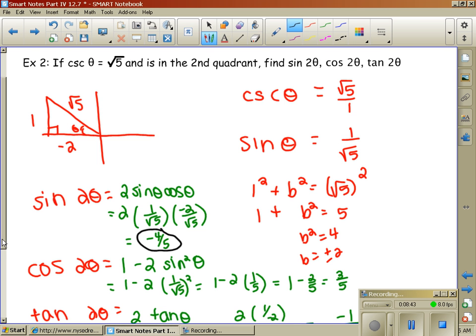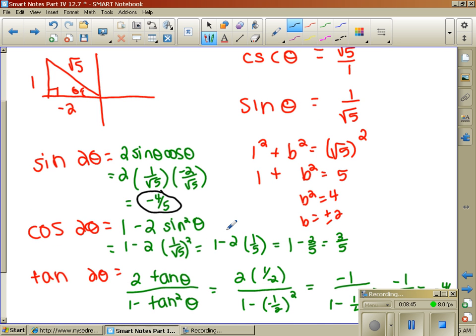Cosine 2 theta, I used 1 minus 2 sine squared theta. You could have used a different one, makes no difference. Plugging in 1 over the square root of 5 and squaring it, you get 1/5 multiplied by 2. 1 minus 2/5 is 3/5.